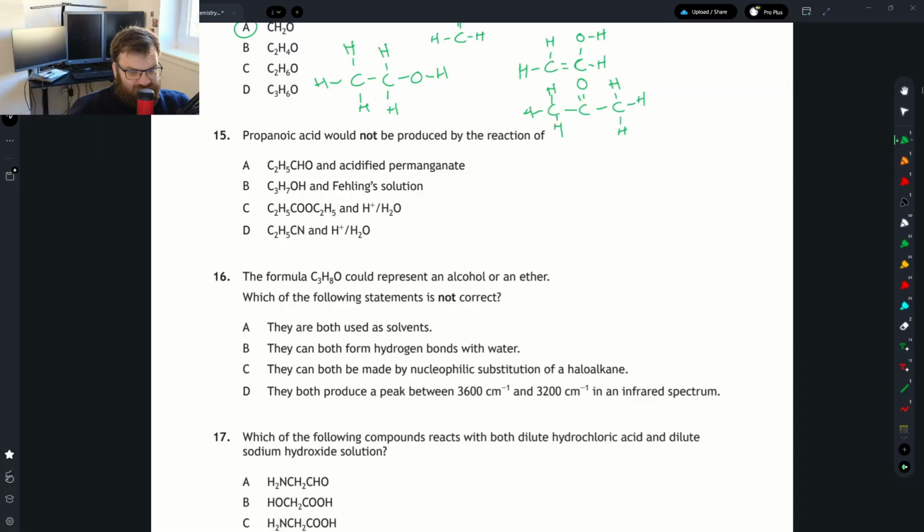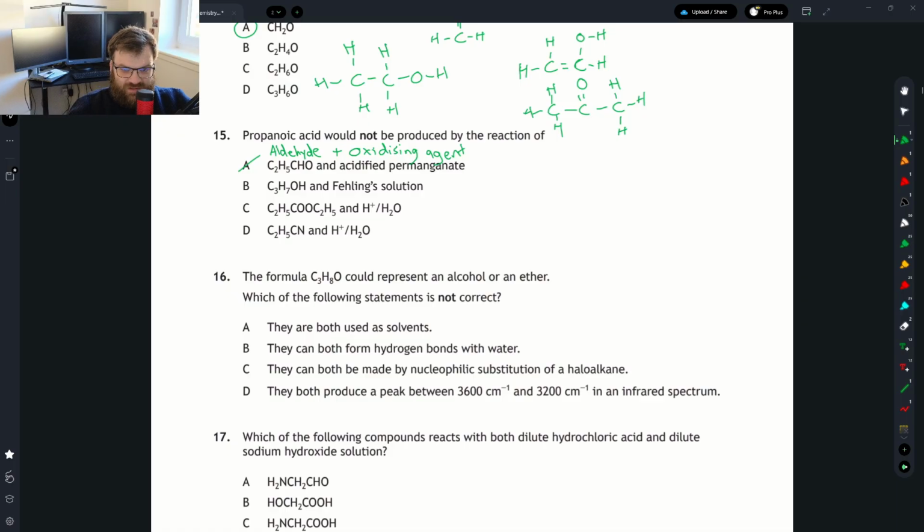Propanoic acid, we're trying to look at what kind of chemicals we have. So it would not be produced by the reaction of... So a bunch of different ones here, right? So we have an aldehyde and an oxidizing agent. I believe that would work. That's not going to be our answer.